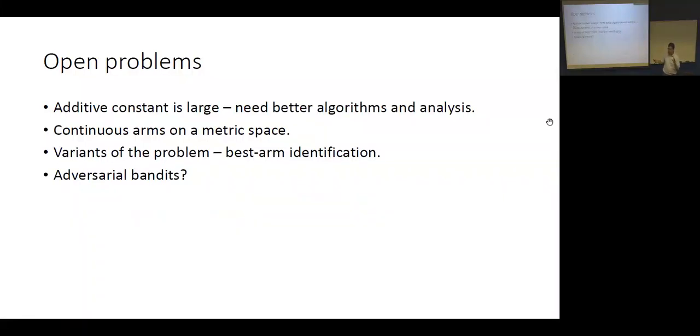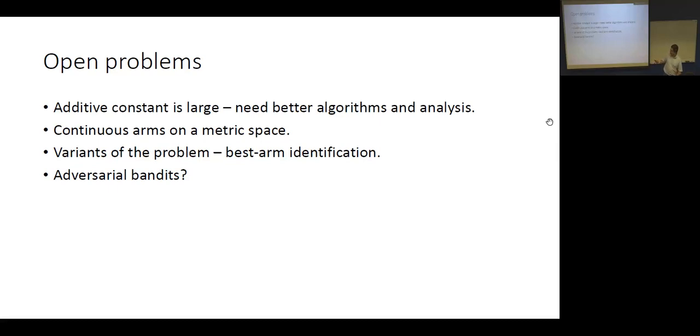Some other open problems are closer to the spirit of what we looked at. I mentioned this already: our additive constant is huge. A better analysis could maybe help to reduce that, and maybe better algorithms as well. We also looked at the setting of finitely many arms. A natural extension is infinitely many arms, a continuum setting, but then you need some kind of smoothness, maybe Lipschitz continuity of the rewards. So that's an open problem.